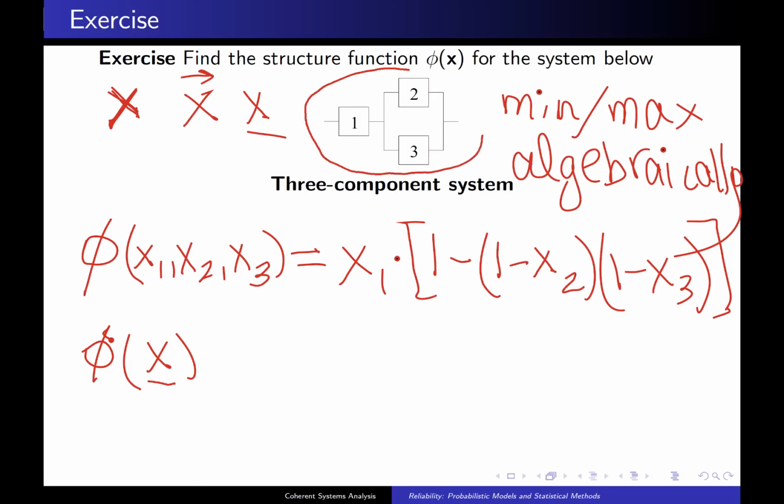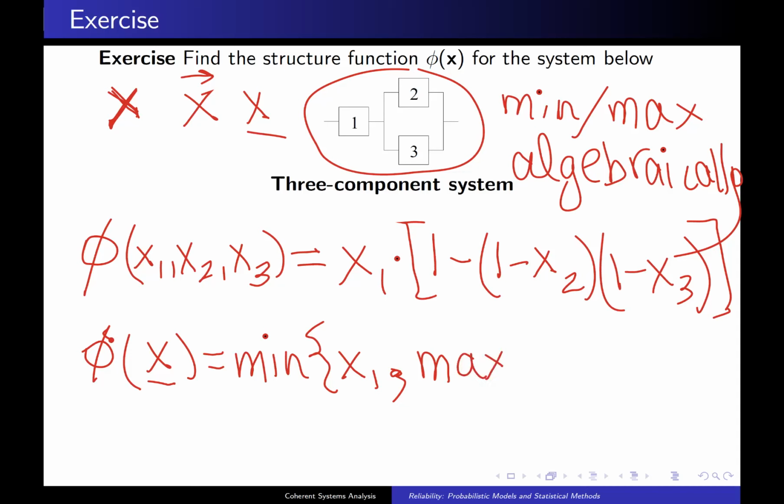The system is again a series system. So because of that, when we're using mins and maxes, if you remember from before, a series system has a minimum out front. And so this is going to be the minimum of the first component, that's x1. And then you have a second component, and that second component is a parallel subsystem. So you will have the maximum of x2 and x3. And there's the structure function written as mins and maxes.